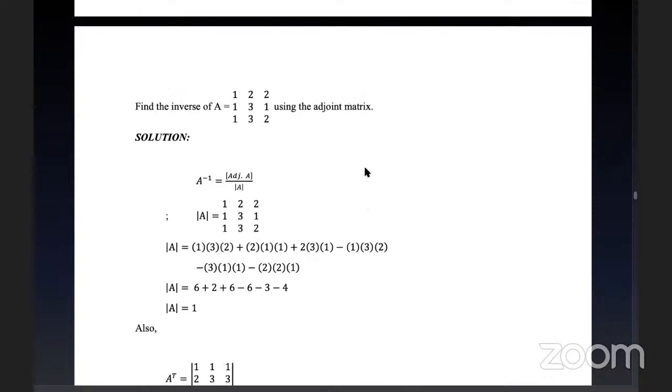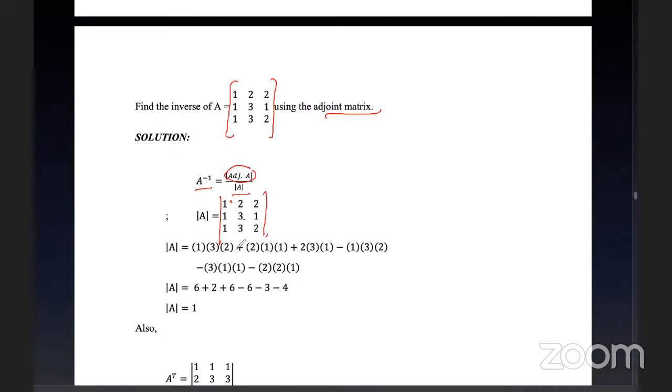Ito, 3 by 3. So find the inverse of the matrix using adjoint matrix. So tandaan yung formula ng inverse using adjoint. So adjoint of the matrix divided by the determinant. So una muna is kunin natin yung determinant.